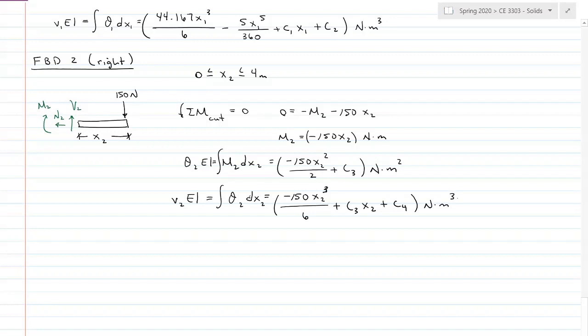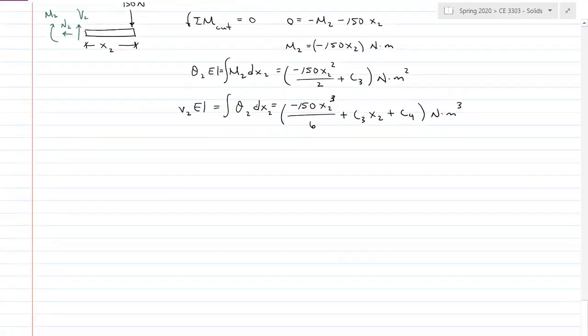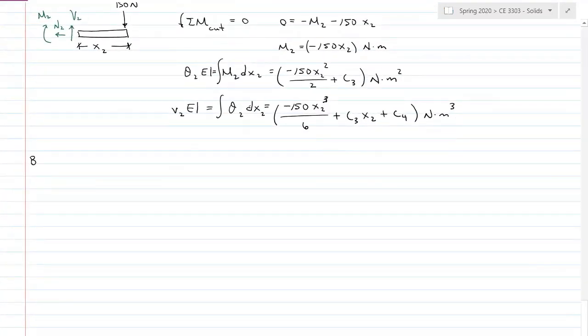Okay, now I need to solve for those constants of integration, and I'm going to start with boundary conditions. Boundary conditions, I like to call those as where we know the answer.